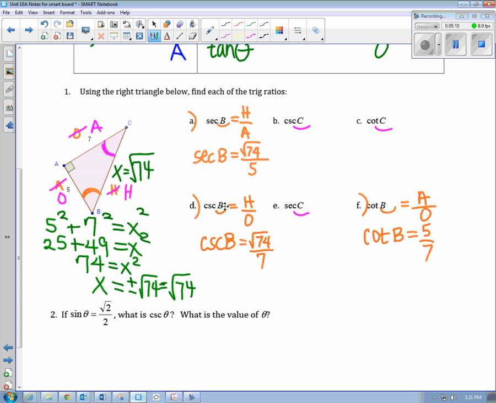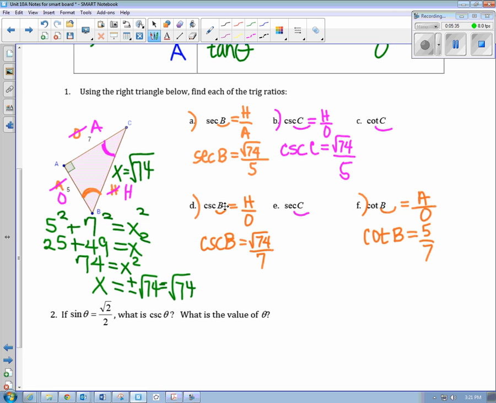For cosecant, which I have in part B, it's the opposite of sine. Sine is opposite over hypotenuse, so this is hypotenuse over opposite. So when I go through and sub in the information that I have, hypotenuse is radical 74 over opposite, which is 5.